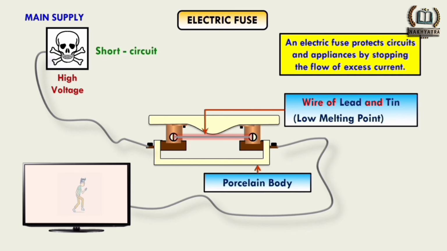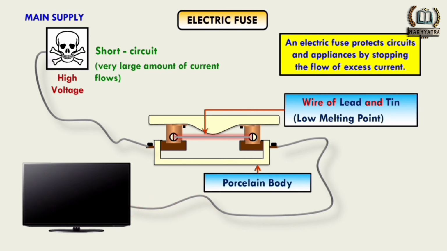Now see the term short circuit. We are very familiar with this, right? It means a very large amount of current flows. So when a large amount of current flows, we can see that when there is no electric fuse, the TV or any electrical appliance will break down.